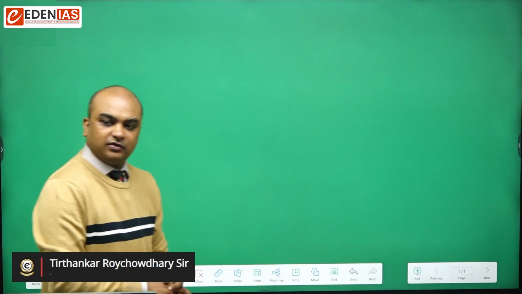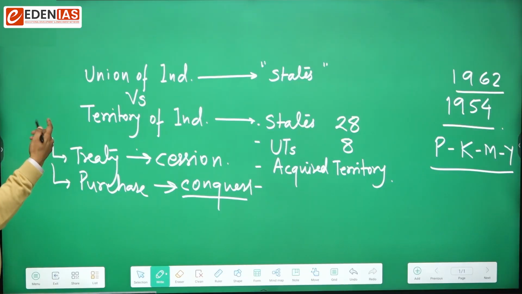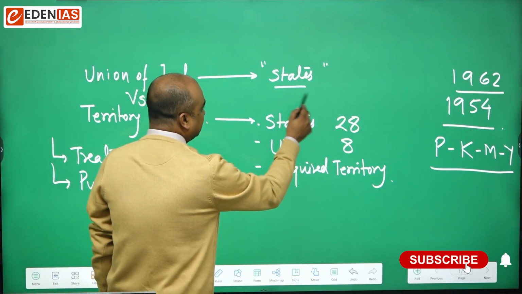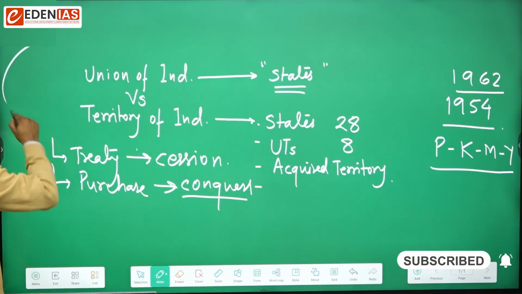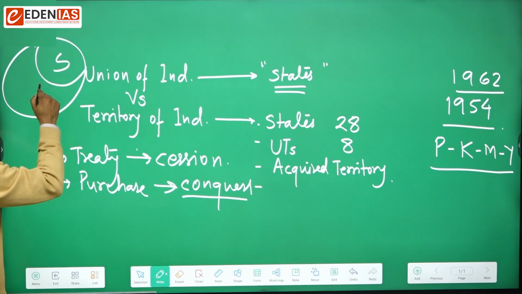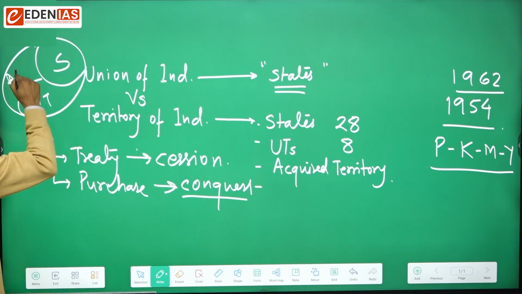Part 1 of the Indian Constitution deals with the Union and its territory. Union of India simply means the states. Territory of India is a wider expression. It not only includes the states and union territories, but also acquired territory.